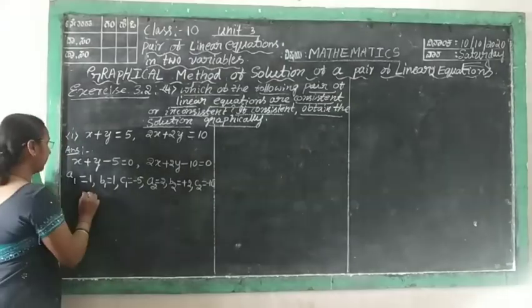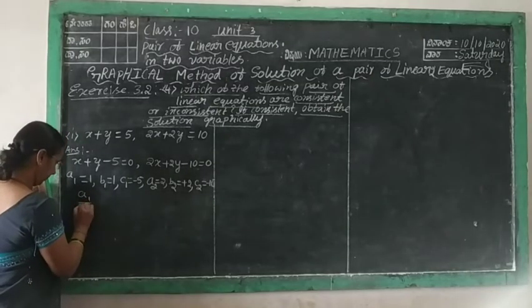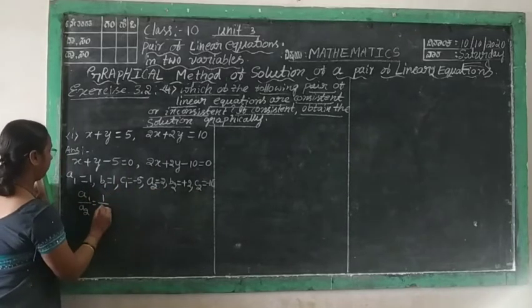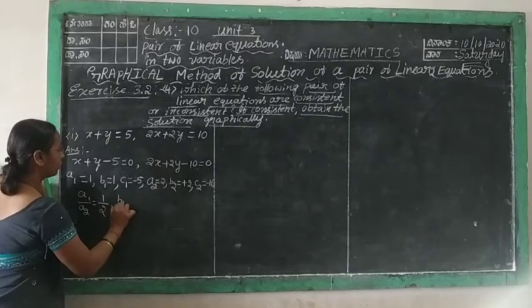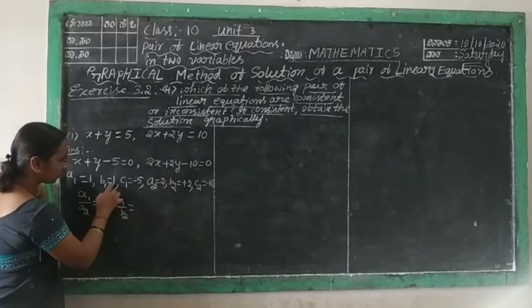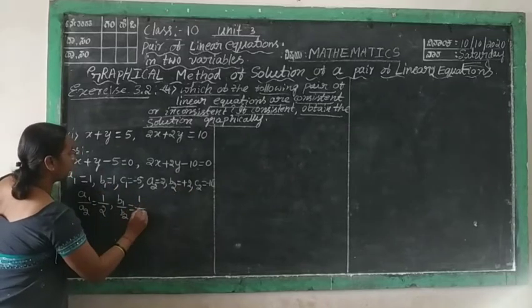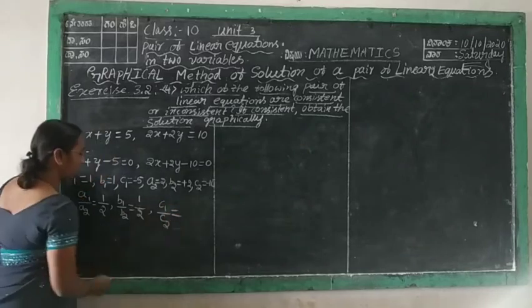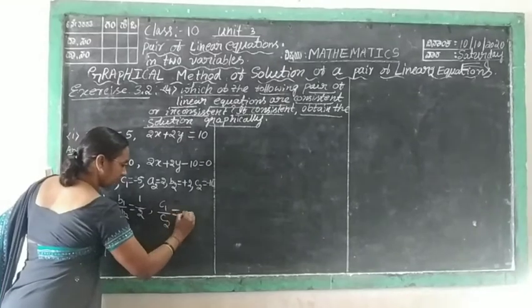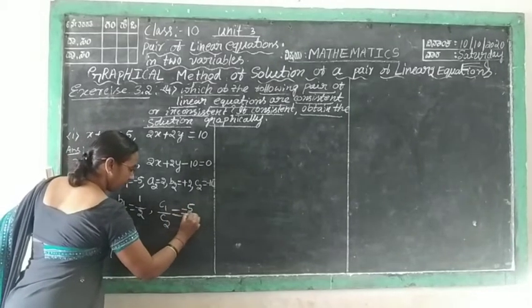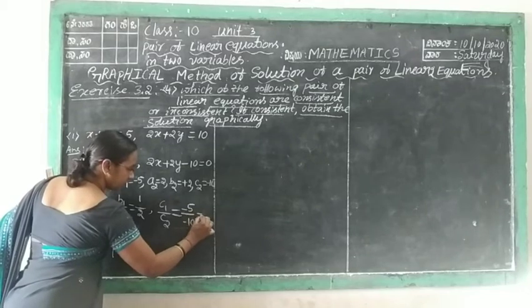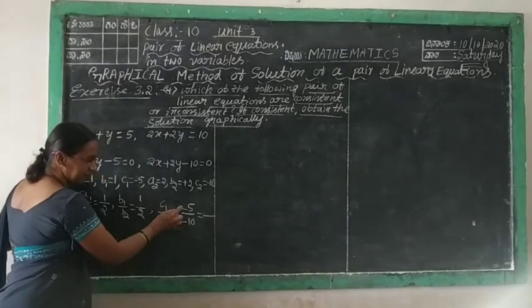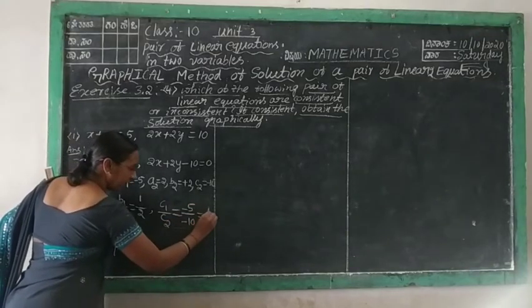Then we take the ratio a1 by a2, that is equal to 1 by 2. Then the ratio b1 by b2 is equal to 1 by 2. Then the ratio c1 by c2 is equal to minus 5 by minus 10. Minus 5 by minus 10, minus into minus is plus, so 5 by 10, which is 1 by 2.